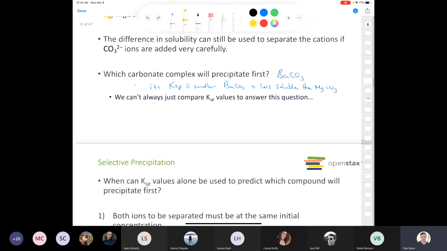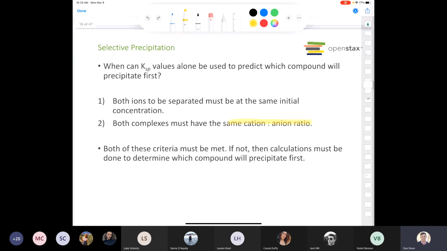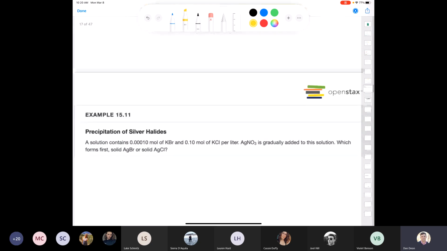You'd also have to assume that they're in the same concentration. They both have to be the same initial concentration. Otherwise, you can't just compare KSP values. If they have the same cation anion ratio and the same initial concentration, be my guest. Go ahead, just look at KSPs and you're done. But both of these criteria must be met. If not, then you've got to do a calculation. And you can imagine where I'm going with that.